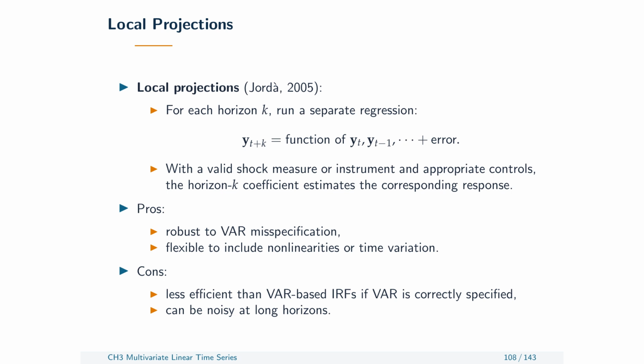Local projections estimate a separate regression at each horizon. With a valid shock measure or instrument and suitable controls, the horizon coefficient estimates a response directly. This approach is flexible and less sensitive to VAR dynamic misspecification, but it can be noisier than a correctly specified VAR, especially at long horizons.